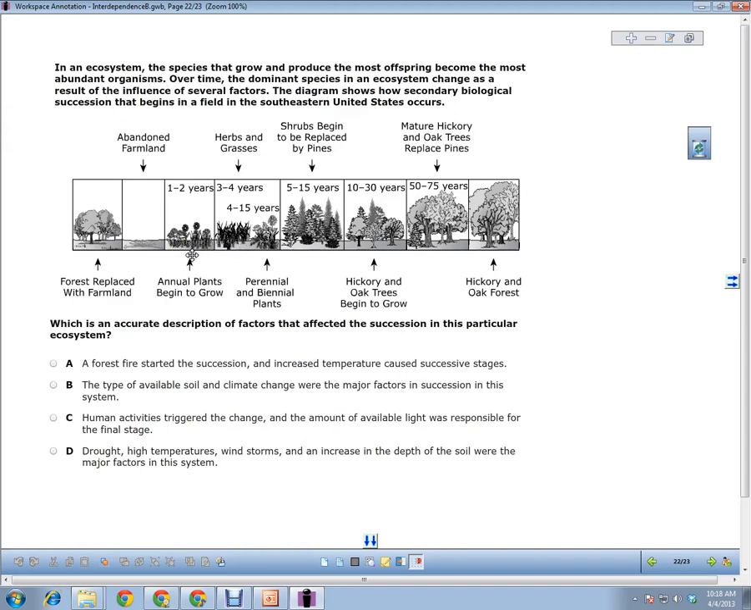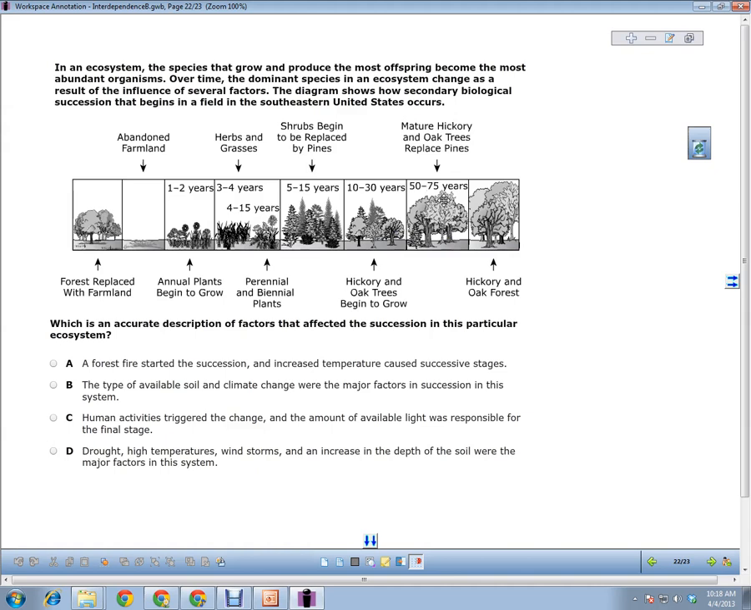In the next 3 to 4 years, as those annuals grow each year, you have some other herbs and some taller grasses that start to grow. And then you get some smaller shrubs in the next few years, along with the flowers and the wildflowers. The shrubs are soon followed, in about 10 years or so, by pine trees. Various types of pine trees will start to grow. And then in another 20 years or so, you'll have a hardwood forest begin to grow.